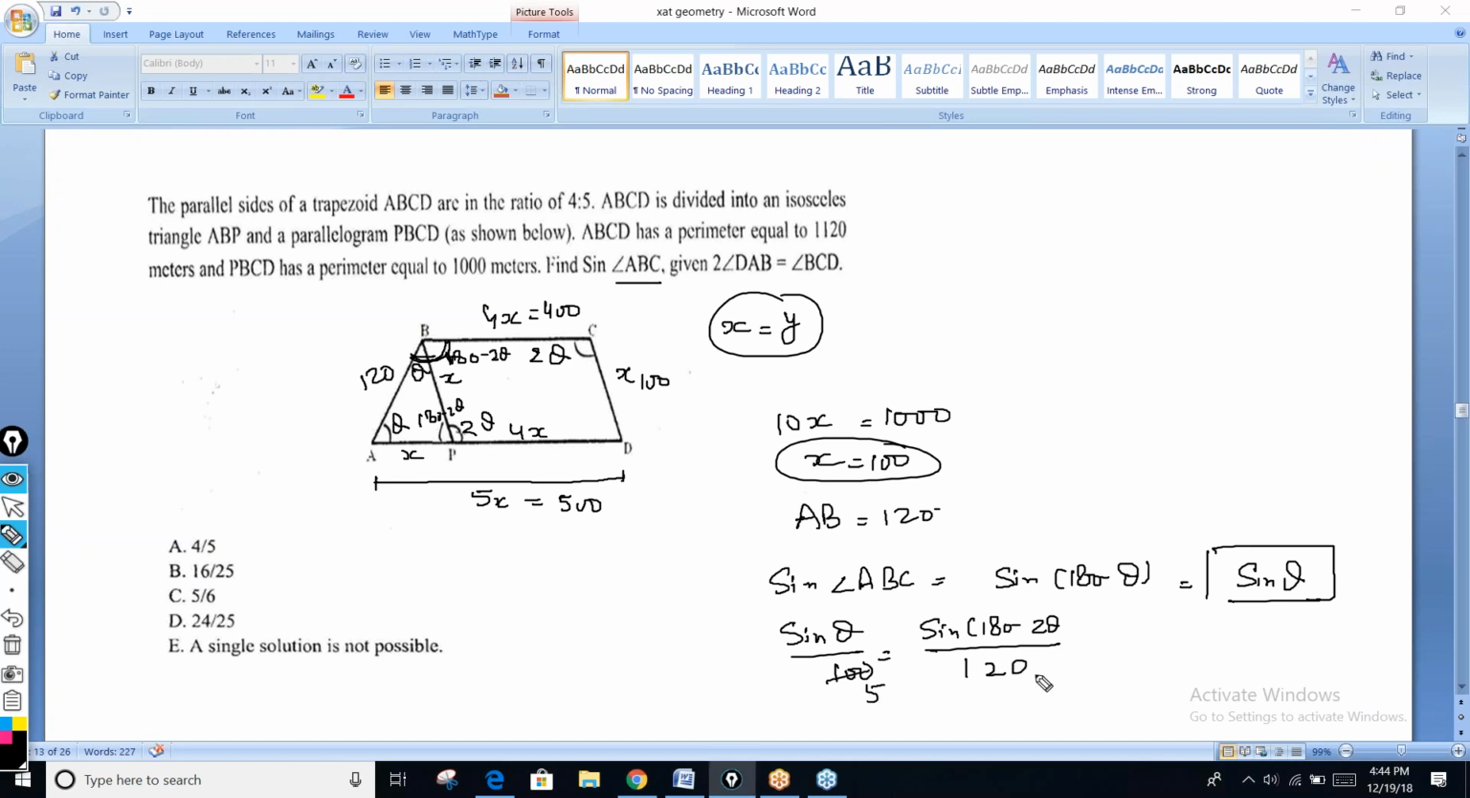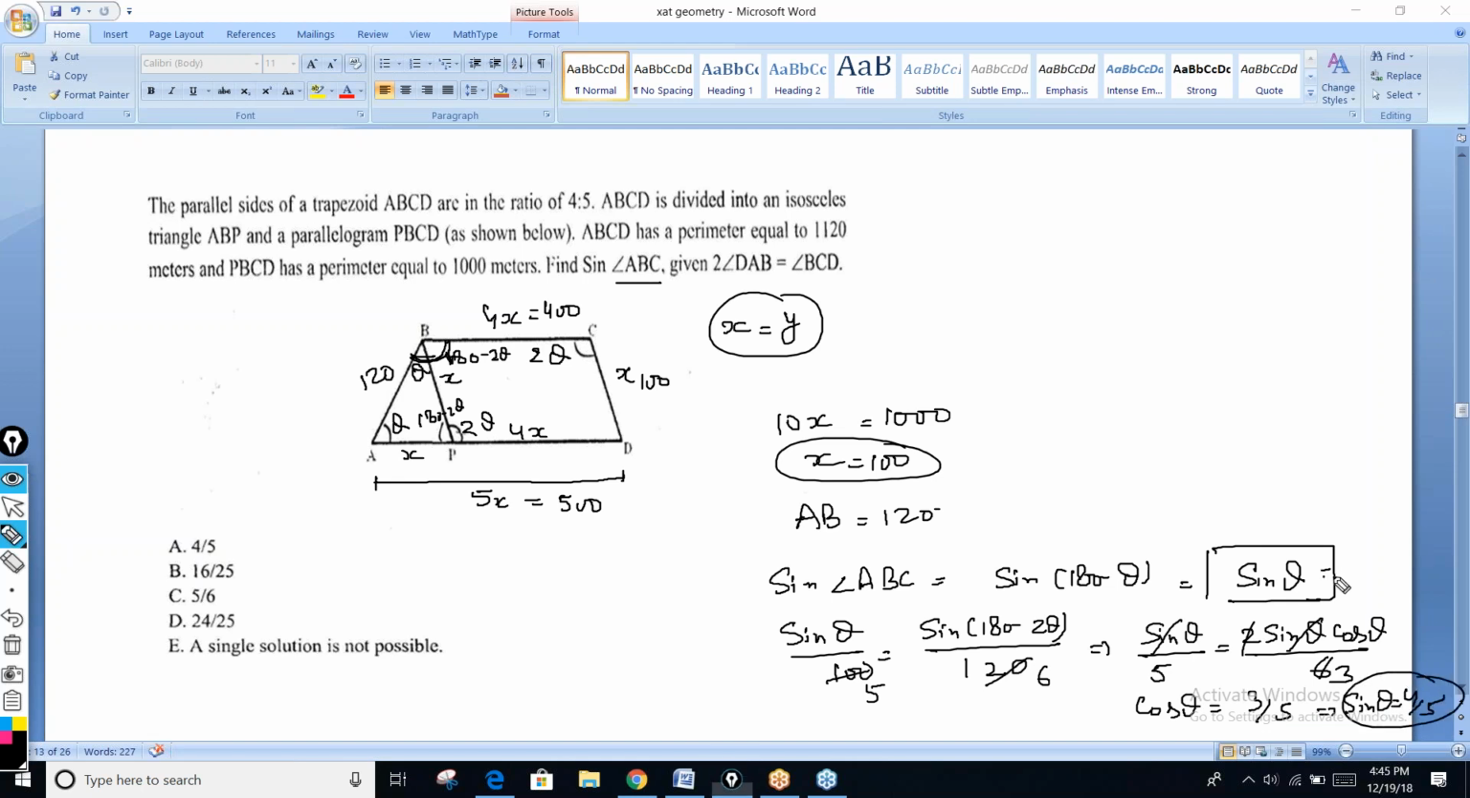So there is 5, there is 6. So sine theta upon 5 equals sine of 180 minus 2 theta upon 6. Sine of 180 minus 2 theta is sine 2 theta, and sine 2 theta is 2 sine theta cos theta. That sine theta will be cancelled, and that is 3. So cos theta comes out to be 3 by 5. If cos theta is 3 by 5, what is sine theta? Sine theta is 4 by 5.